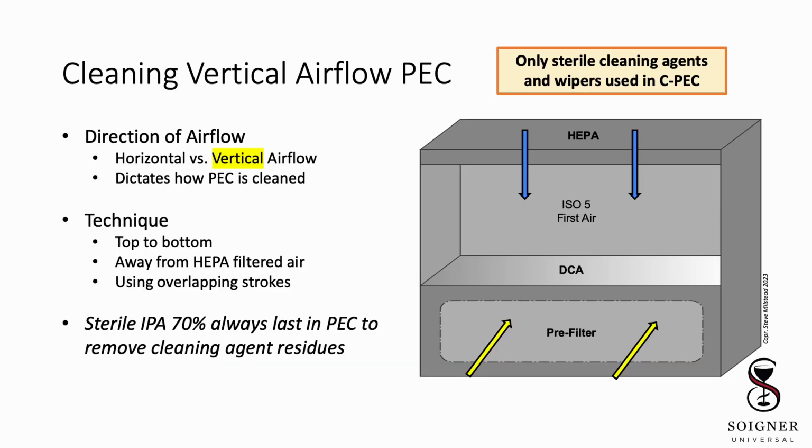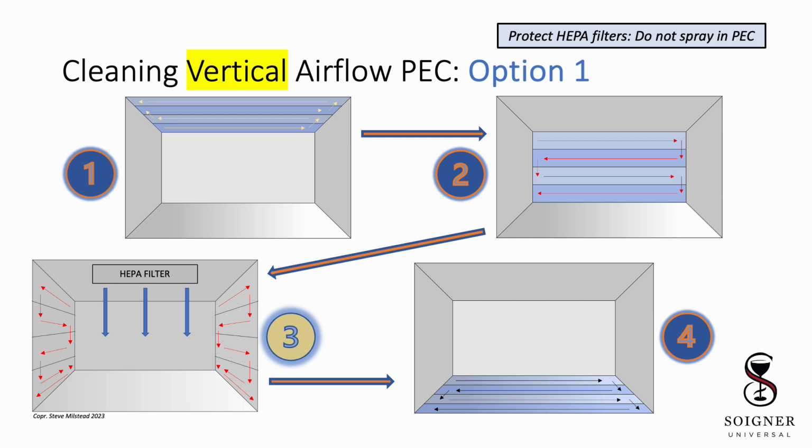For cleaning and disinfecting a vertical airflow PEC where the air is blowing from the ceiling down to the work surface, start at the top and move to the bottom and move away from HEPA-filtered air using overlapping strokes. There are a couple accepted ways to do this. Option 1 is acceptable, but used more frequently when we clean a biological safety cabinet. We'll go over this in more detail when we discuss it in the hazardous drug module.